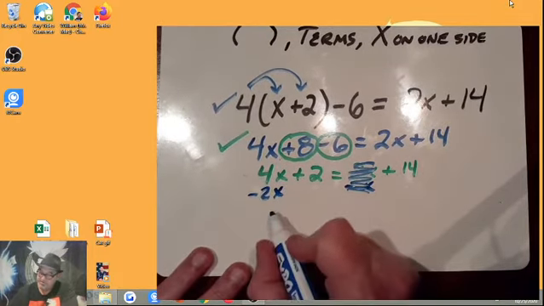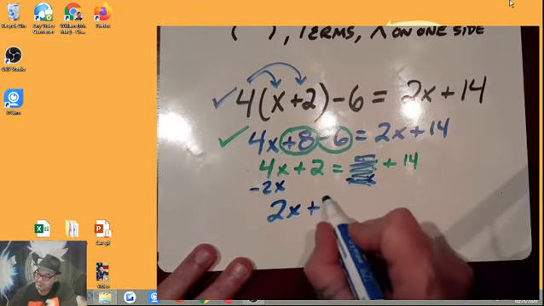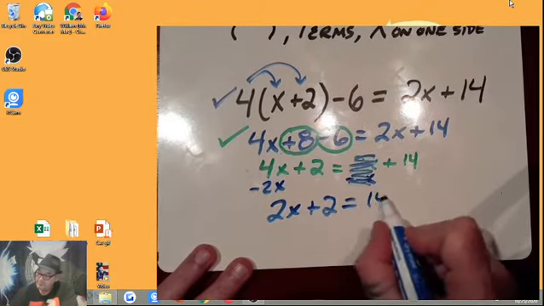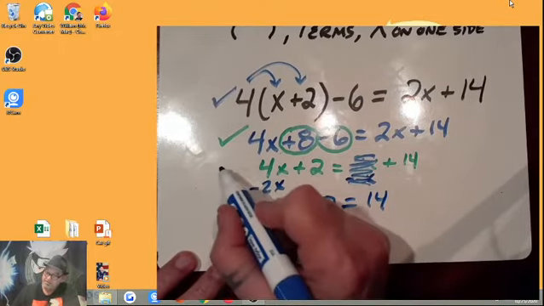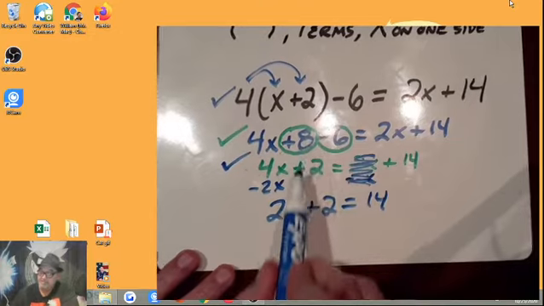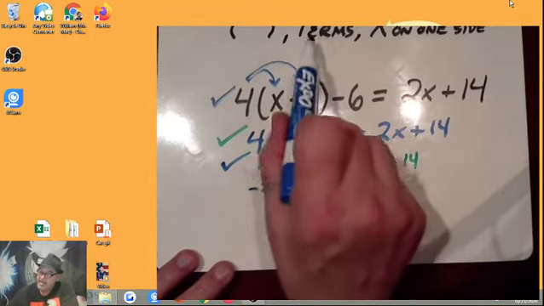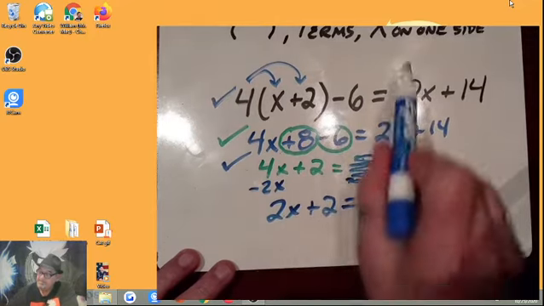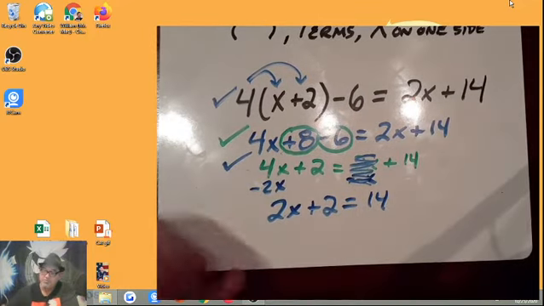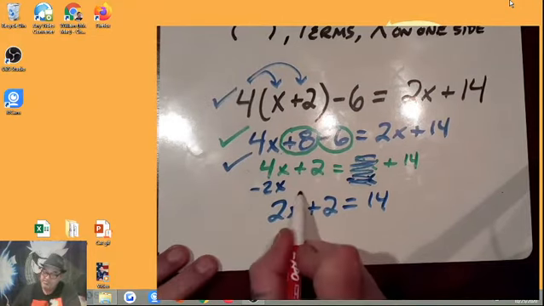4x minus 2x is 2x, and then we just bring everything else down. Plus 2 equals 14. Cleanup step number 3 done. So I had all 3 cleanup steps in this one problem. I had parentheses, which I got rid of. I had to combine like terms, which I did, and then I got all my variables on one side. Now look what I'm left with: a 2-step equation.